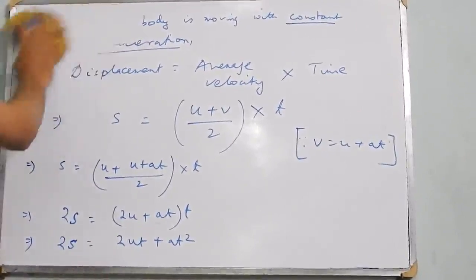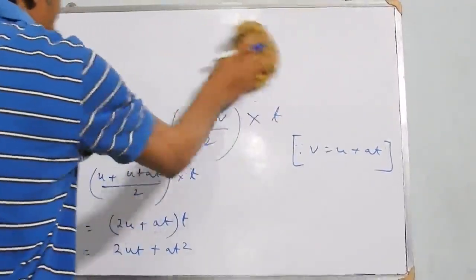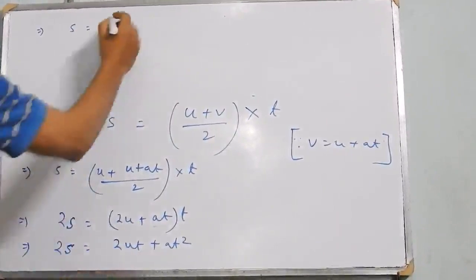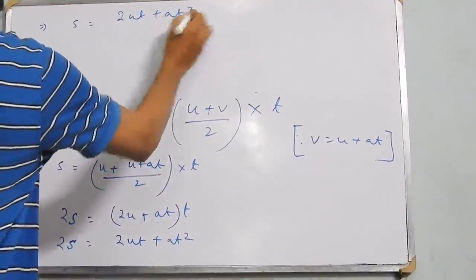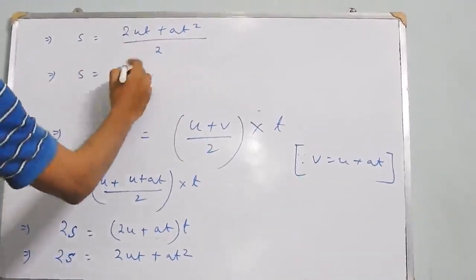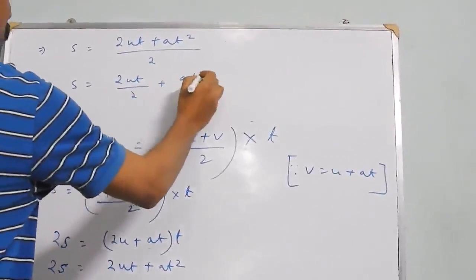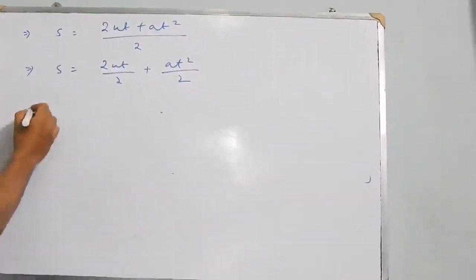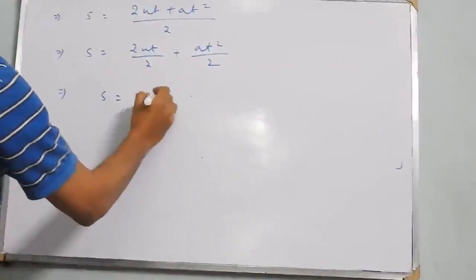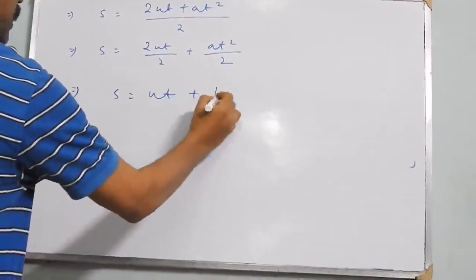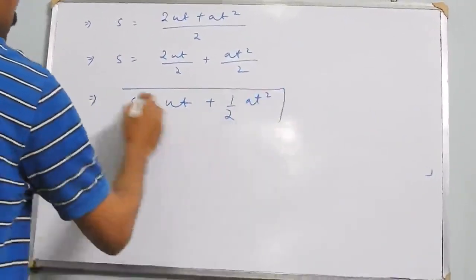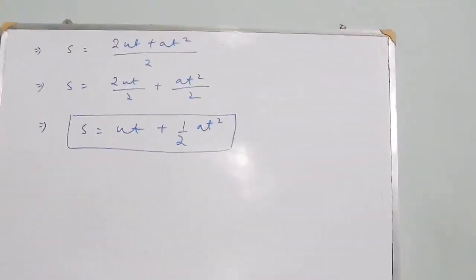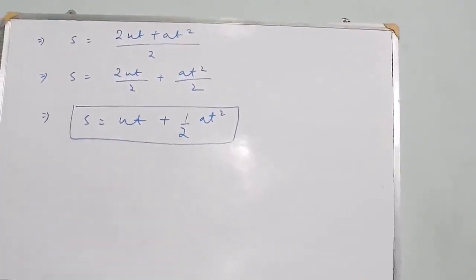So now we divide this equation by 2. One can write S equal to this one by 2, that is 2UT plus AT square by 2, which means S equal to 2UT by 2 plus AT square by 2. This gives S equal to, 2 and 2 cancel out, UT, and instead of writing AT square by 2, we will write it as half AT square. So this is the second equation that we have to remember for numericals. The first was V equal to U plus AT and the second is S equal to UT plus half AT square.